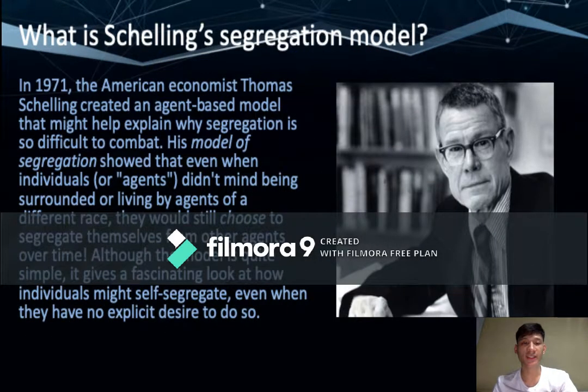What is Schelling's segregation model? In 1971, the American economist Thomas Schelling created an agent-based model that might help explain why segregation is so difficult to combat. His model of segregation showed that even when individuals or agents didn't mind being surrounded or living by agents of a different race, they would still choose to segregate themselves from others over time. Although the model is quite simple, it gives a fascinating look at how individuals might self-segregate, even when they have no explicit desire to do so.